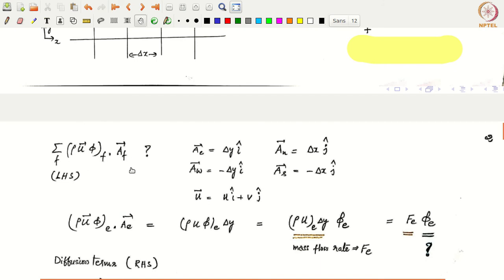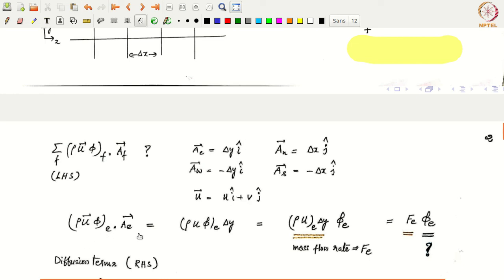Out of the 4 terms we have, we will write first for the east face. So for the east face, this will read as rho u bar phi E dot AE bar, right? We know AE bar is delta y i cap, and U bar is U i hat plus V j hat. So the only term that survives would be i dot i. So U times delta y is the only term that survives. V times 0 won't survive.